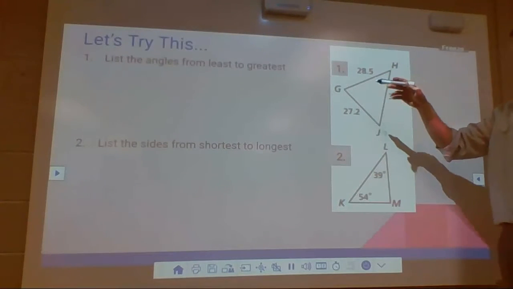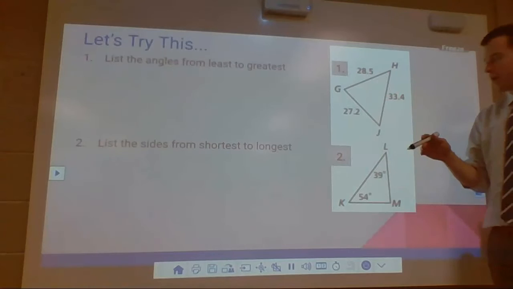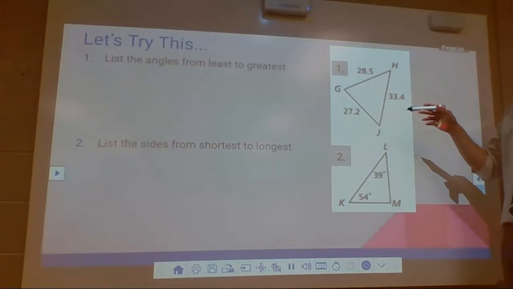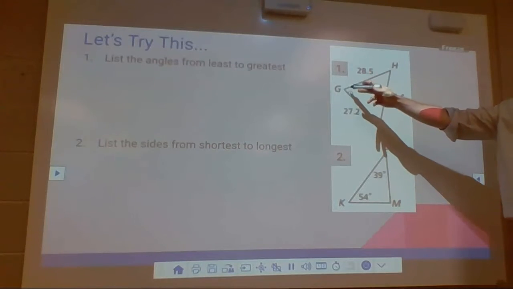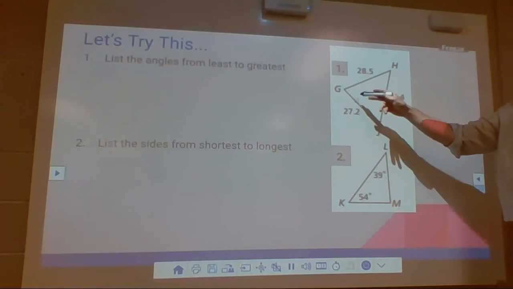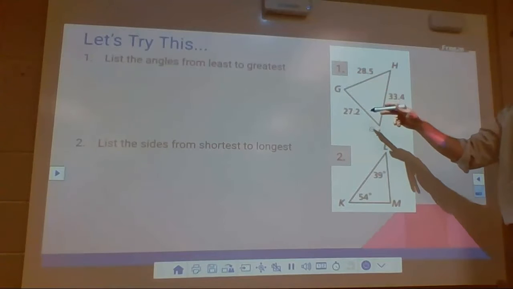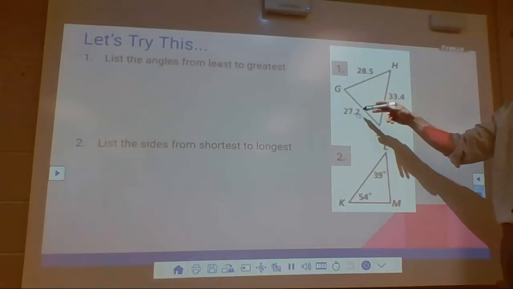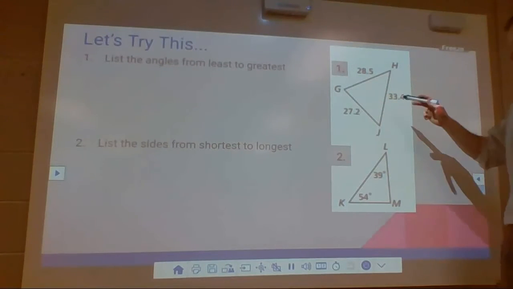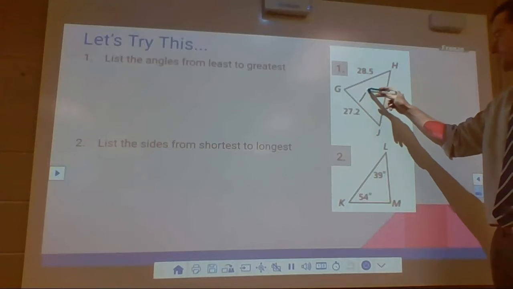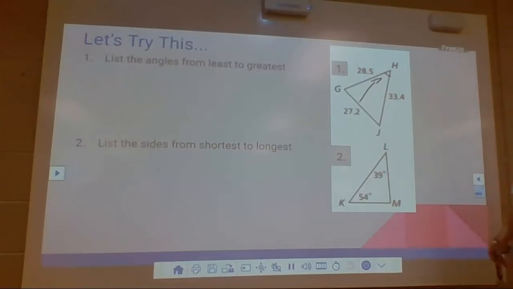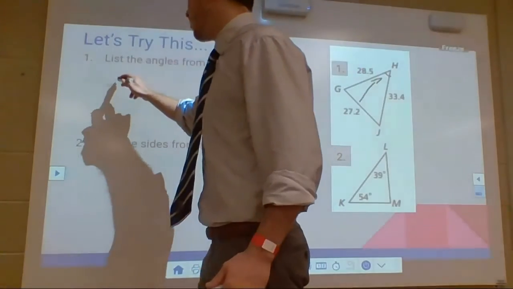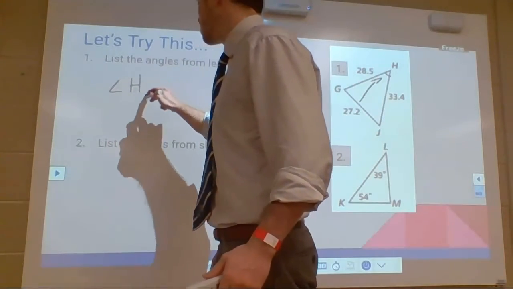What I'm going to do to find the smallest angle is look at the smallest side. Well, which of these is the smallest side? It looks like side GJ is the shortest, the smallest side. It has a length of 27.2 units. So opposite of GJ is going to be angle H. So angle H is going to be the smallest angle. So I'm going to put angle H here first.